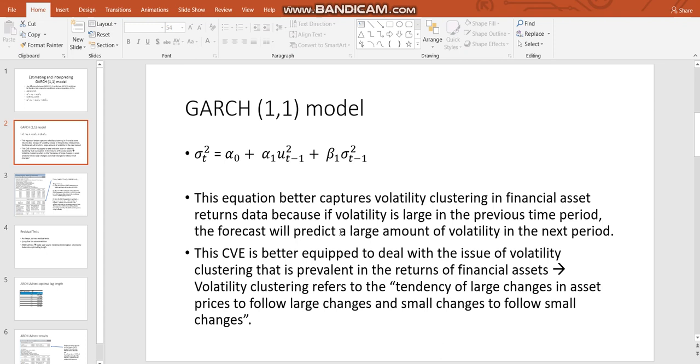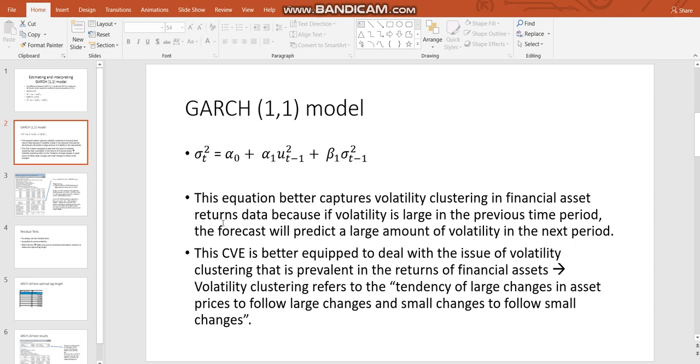Well, the reason it does is because it better captures volatility clustering in financial asset returns data. And so what that means is if the volatility is high in the previous time period, then the forecast going forward will predict a large amount of volatility. So that's really important to bear in mind. The conditional variance equation of the ARCH 1 model doesn't have that capability. So that's why the GARCH 1-1 model tends to be a better choice of model when you're trying to model the volatility of the returns of a financial asset.